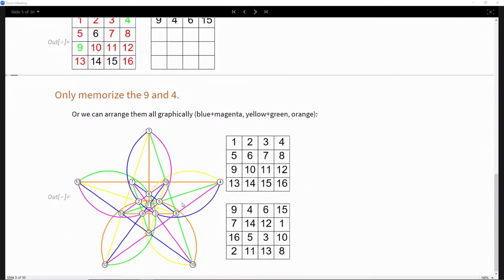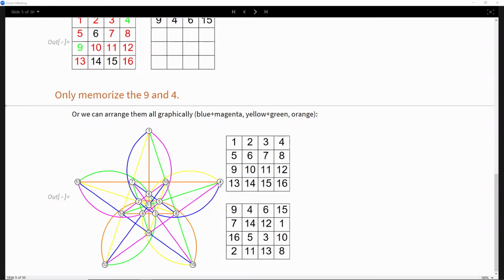Here's the full solution, and we can show these in a star formation. The blue lines indicate the rows. For example, 1, 2, 3, 4. The 3 blue lines have all the various rows. Magenta has the columns in the first square, 1, 5, 9, 13. And orange has the diagonals, 1, 6, 11, 16. The diagonals of both squares in orange. And yellow has the rows in the second square.